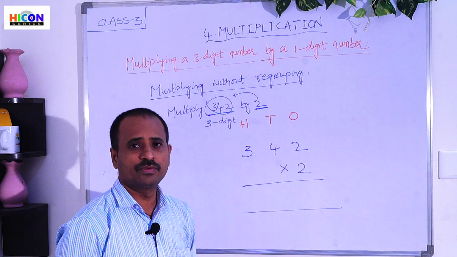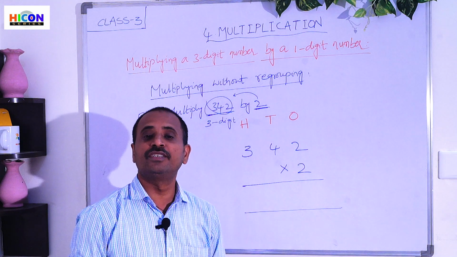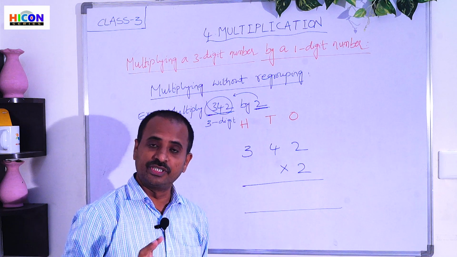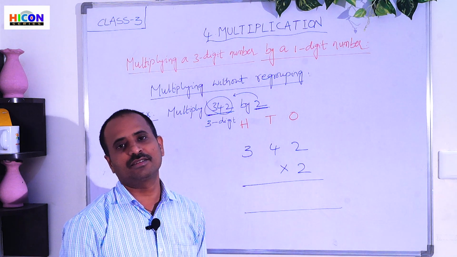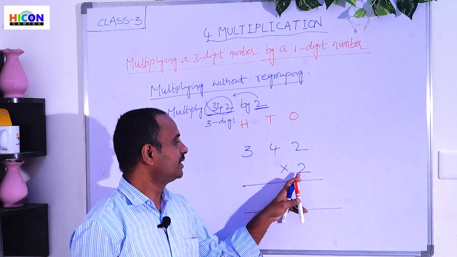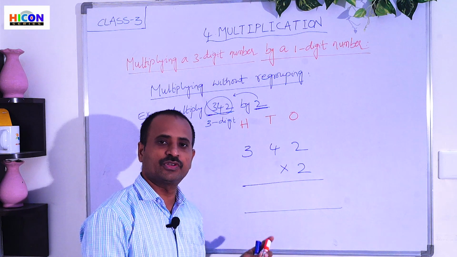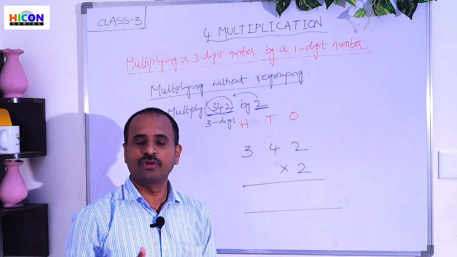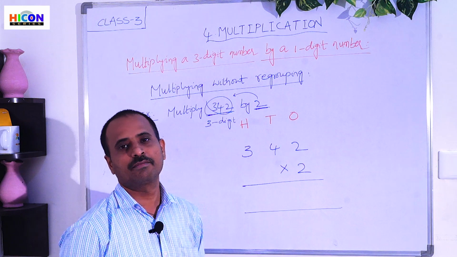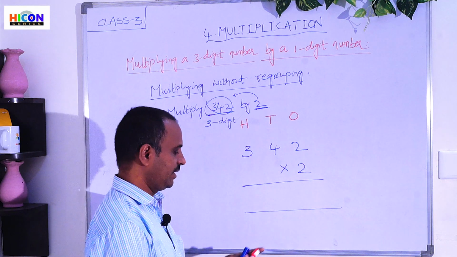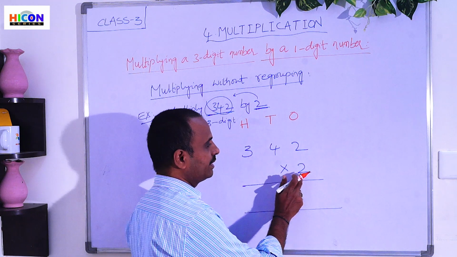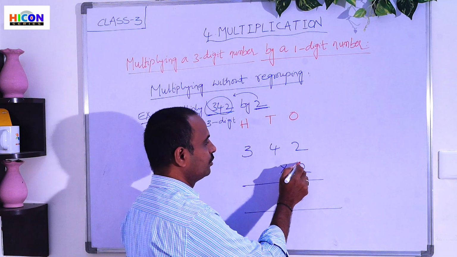Children, the multiplication is the same as the multiplication of a 2-digit number with a single-digit number. In the second class you already learned how to multiply a 2-digit number with a single-digit number. Here also the process is the same. We continue in the same process as in the second class. First we have to multiply this 2 with 2.